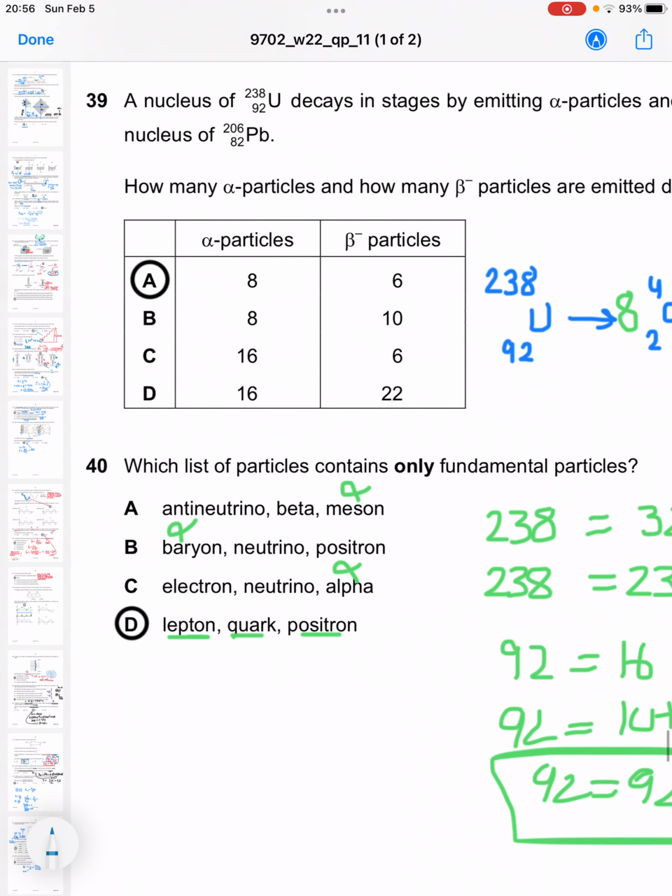Question number 40 says, which list of particles contains only fundamental particles? So the correct answer is D, lepton, quarks, and positron. The rest also contain particles which are not fundamental.